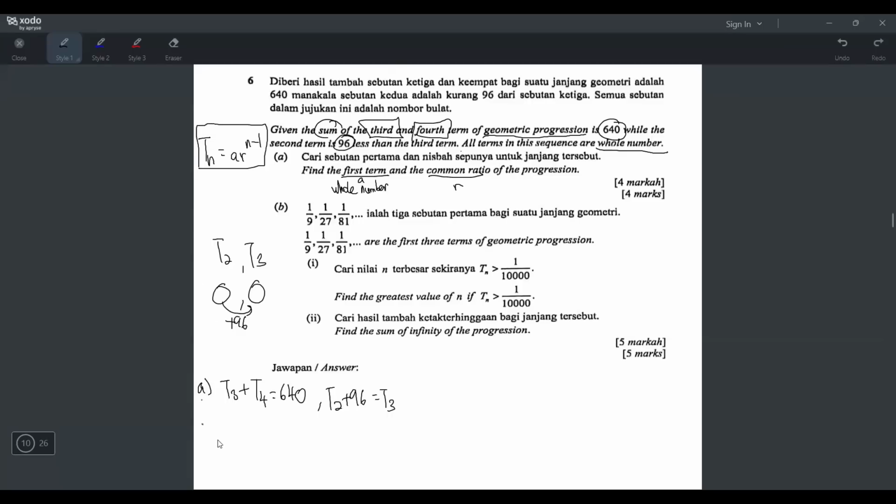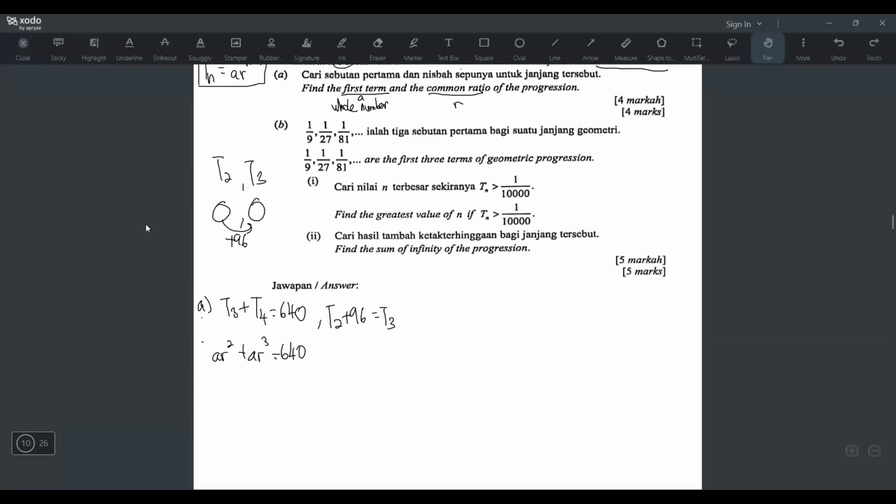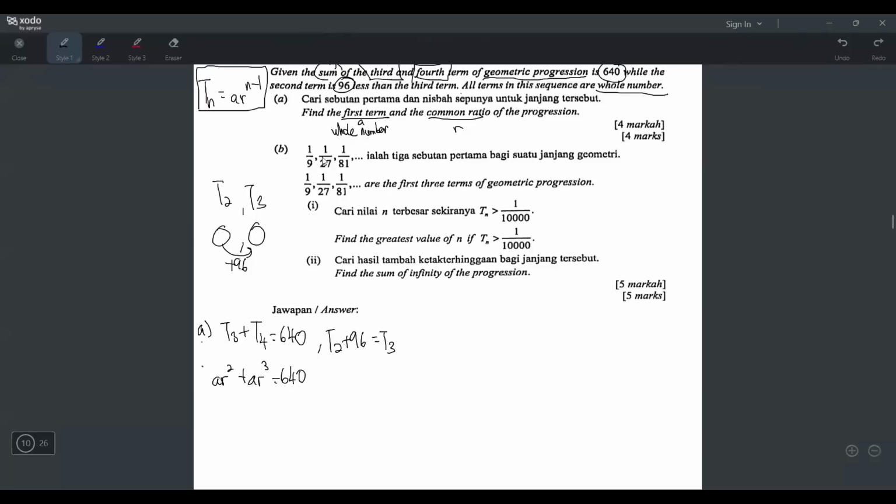So T3 will be AR power 2, because n minus 1, 3 minus 1. T4 is AR power 3 equals 640. And I don't have the A and R. Dua-dua pun saya tak ada. Yeah, I want to find them. But it's okay, later you can do simultaneous, because you have two information, right?